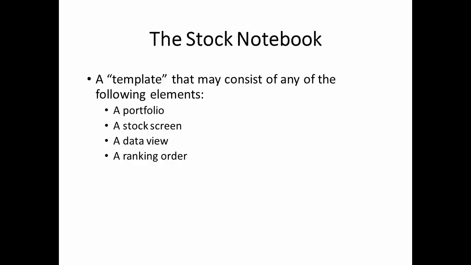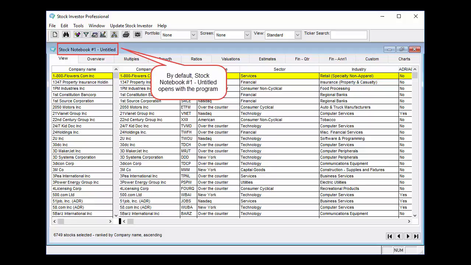The Stock Notebook in Stock Investor Pro is the work area of the program, where you can access and view specified data for multiple companies simultaneously. When you first open the program, you are presented with Stock Notebook number 1 untitled. By default, this opening notebook presents the entire set of companies currently in the database, sorted in alphabetical order by company name, and has the default standard view applied. However, you can create your own notebook template that will automatically perform multiple actions to show a particular portfolio, stock screen, data view, and/or ranking scheme.